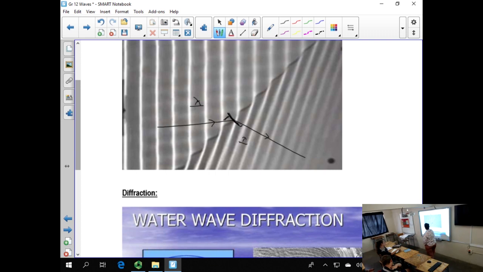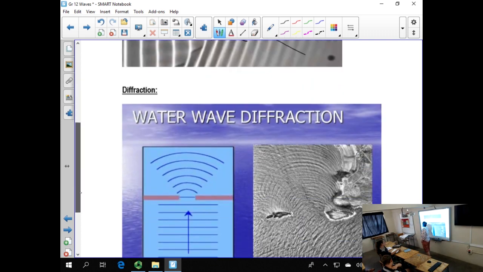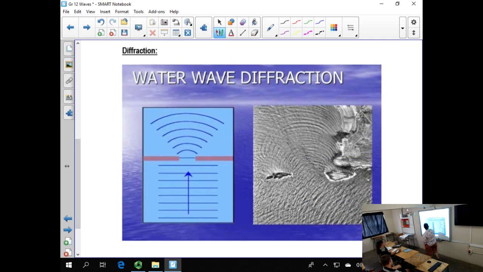Okay, now diffraction of water waves, we said that it is the bending of a wave when it travels around the edges of an obstacle or when it travels through a tiny opening. There were two factors that influenced the amount of diffraction. Can you remember? It is directly proportional to the size of the opening and inversely proportional to the wavelength.